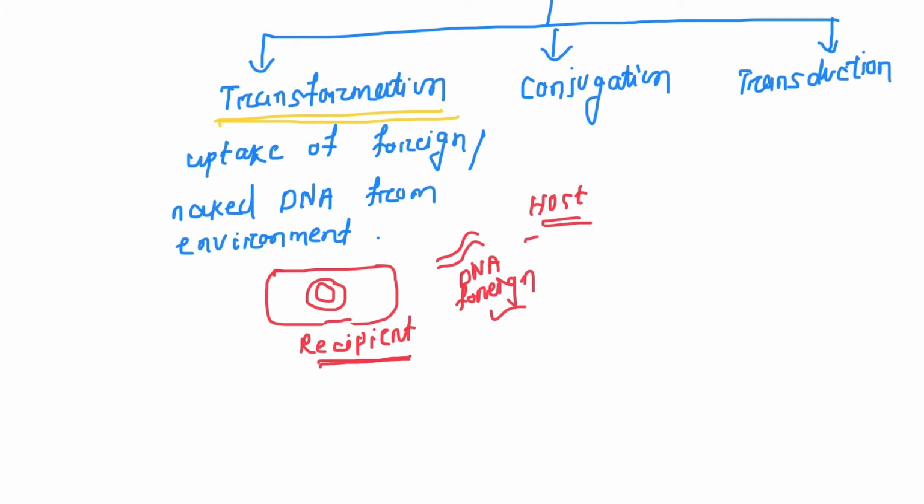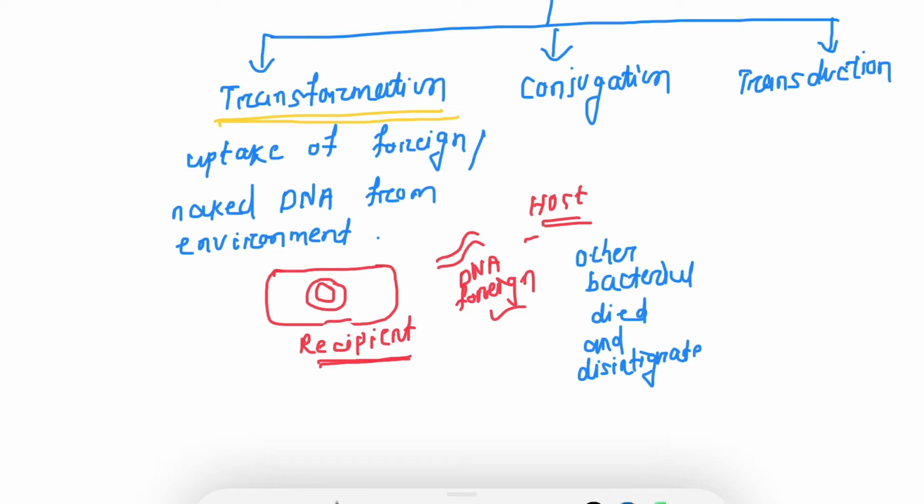The DNA that is present in the environment may come from other bacteria which are dead and disintegrated, and their DNA is released to the environment. The free DNA is present in the environment as such, and that free DNA from the environment will be taken up by the recipient bacteria.